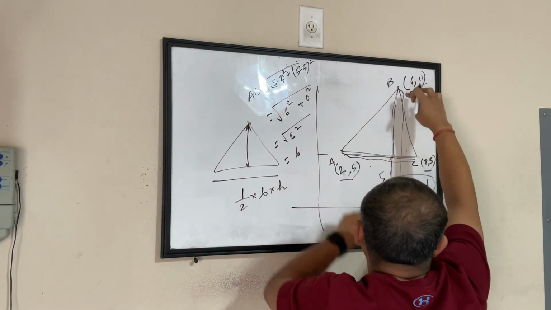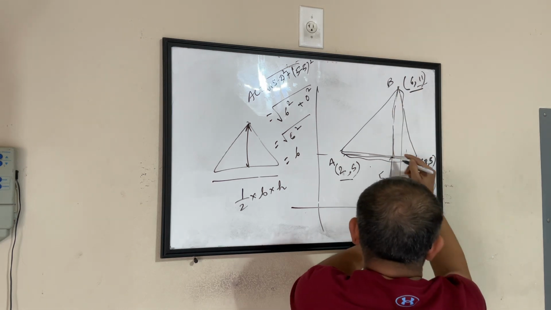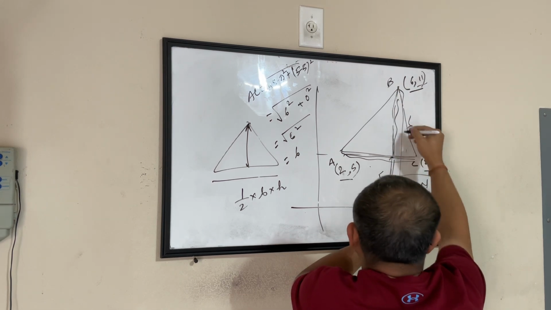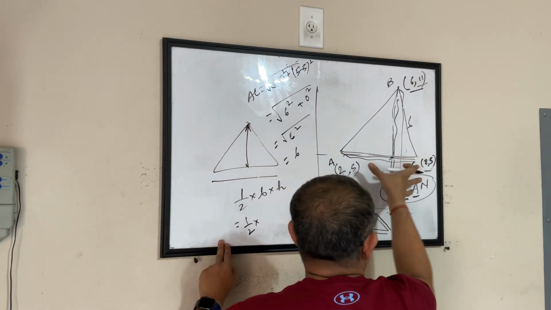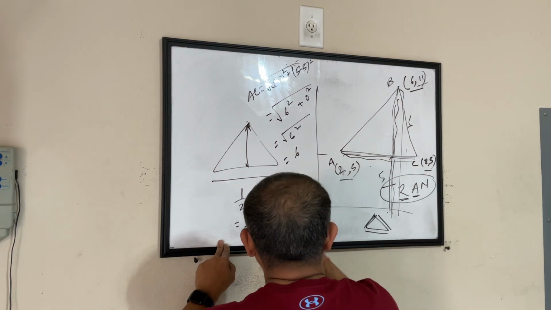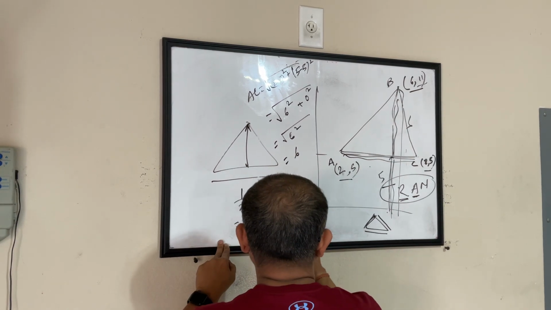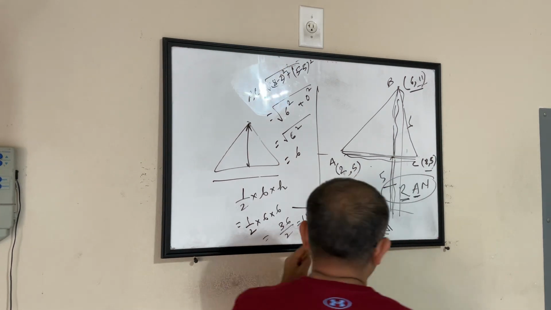How much is this length? So this y coordinate from here to here is 11. So this length is 11 and this length is 5. So this length is also 6. So half into base, which is 6, into height, which is 6. 36 divided by 2, 18. 18, if this one is centimeter, 18 centimeter square.